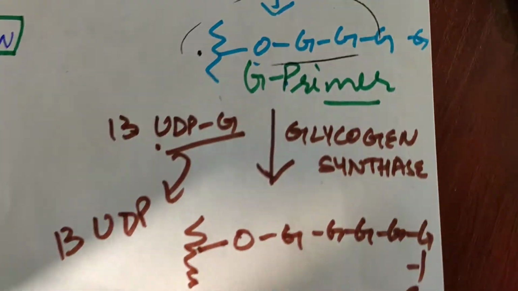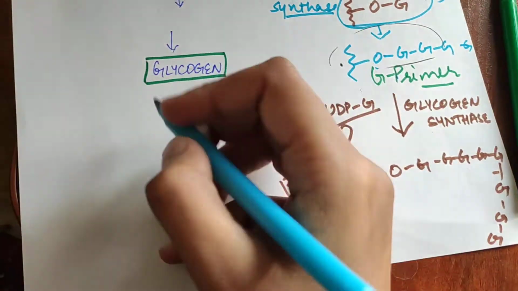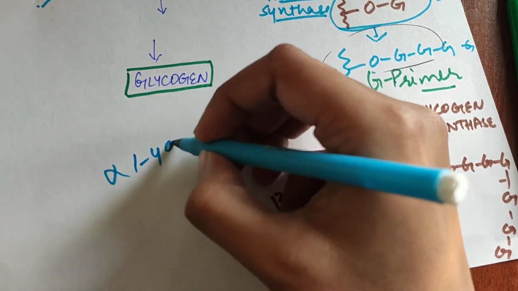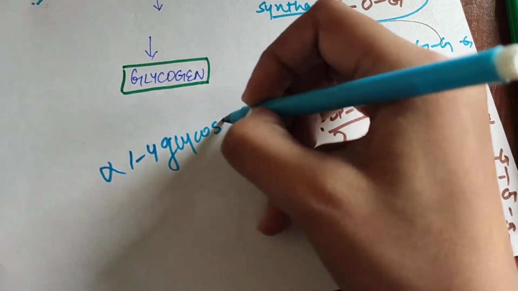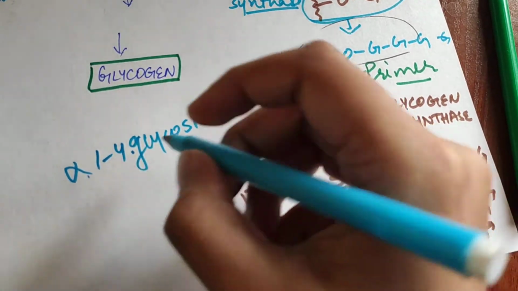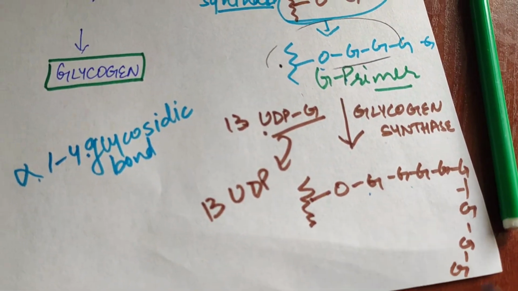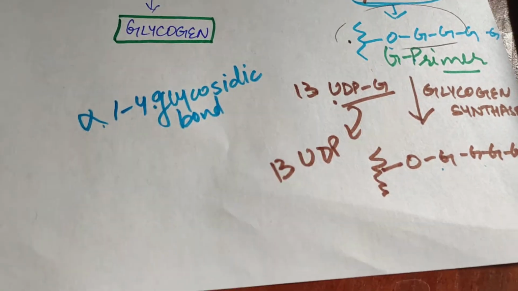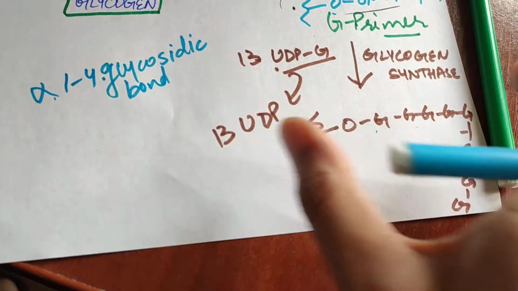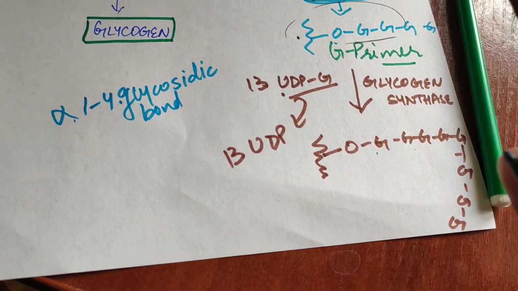Okay, this is glycogen. As we know, between the two glucose molecules there is an alpha 1,4 glycosidic bond. We have read in previous classes that it's an alpha 1,4 glycosidic bond between these glucoses. As we know, glycogen is a branched molecule. Now, this is linear, glucose is attaching in the linear form. Now we need someone to make branches.